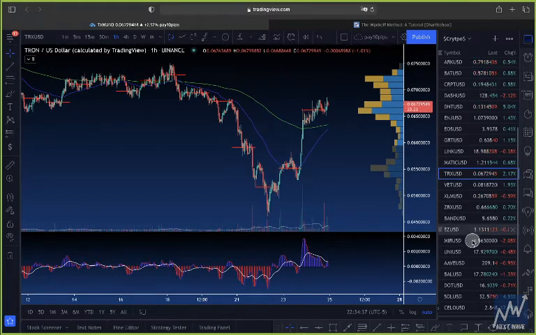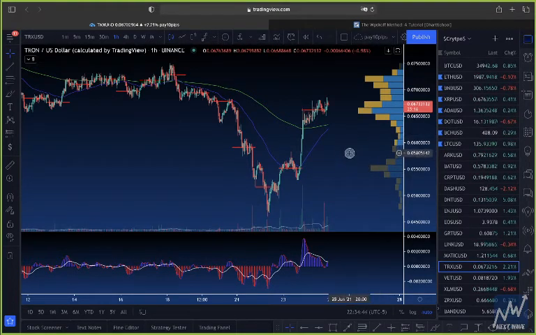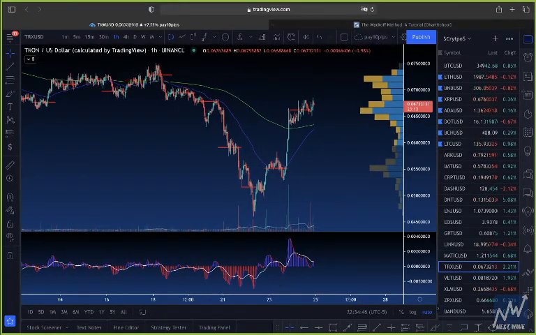So that's my little rant on the crypto market. They're in spots where it could definitely go up. I'm not 100% sure yet, but yes.